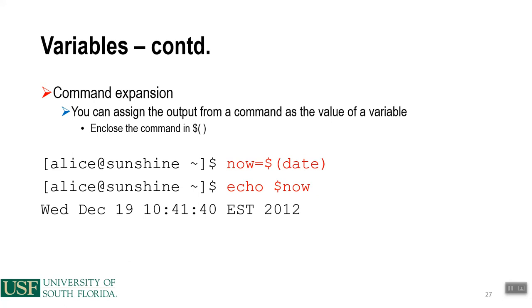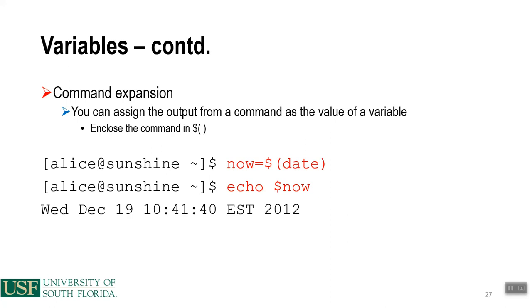If we continue with variables, there's also what's called command expansion. You can assign the output of a command as the value of a variable. So you can enclose the command in $ parentheses. For example, if you say date in the command line, it'll give you what the date is that's currently on your machine. Now you can assign the date to a particular variable and echo that variable, and it'll show you what that command would show you at that point in time.